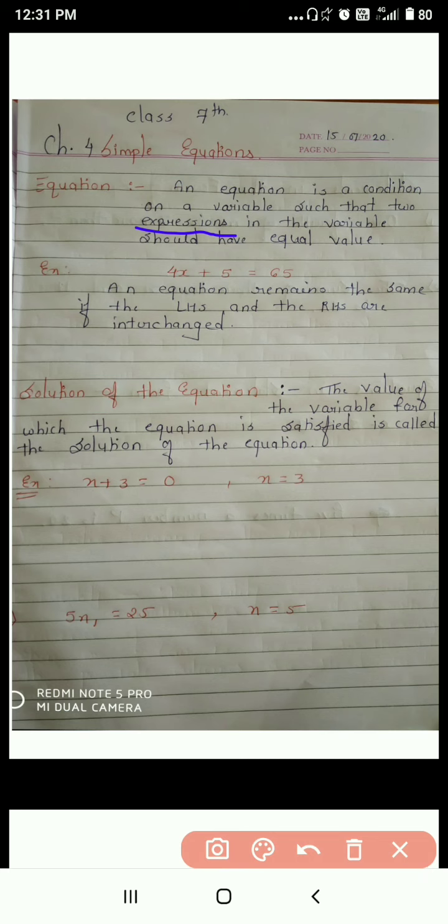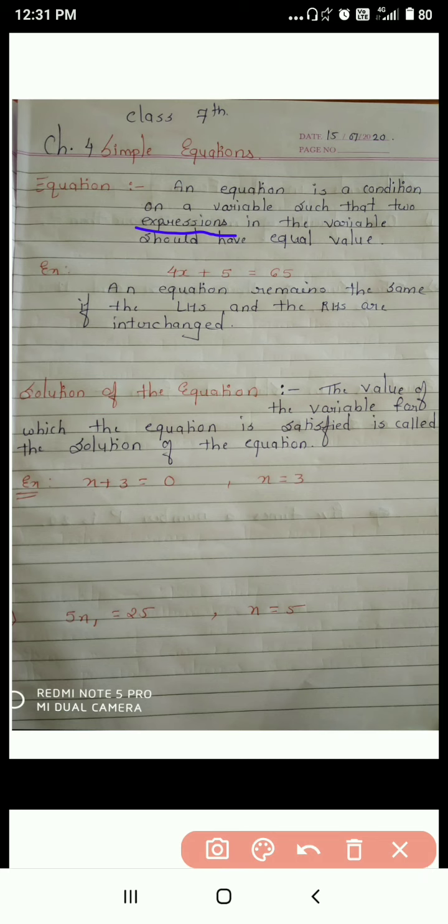So what is a variable? You all are familiar with the numbers 0, 1, 2, 3, 4, 5, 6. These are the numbers. Now what is a variable? A variable is a letter of the small alphabet which we are using. So if there is a term having an equal sign between them, that type of expression is called an equation.